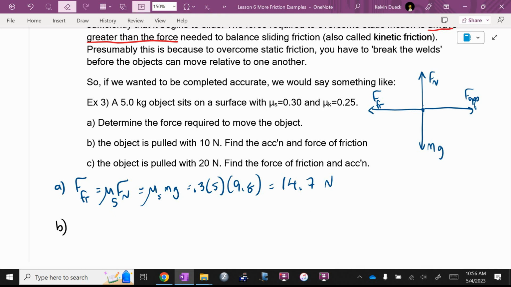How hard are we pulling in part B? The object is pulled with what? Part B, what does it say? The object is being pulled with 10 newtons. How hard do we need to pull to get it to move in the first place? Basically more than 14.7. So what's the acceleration here going to be exactly as a number?